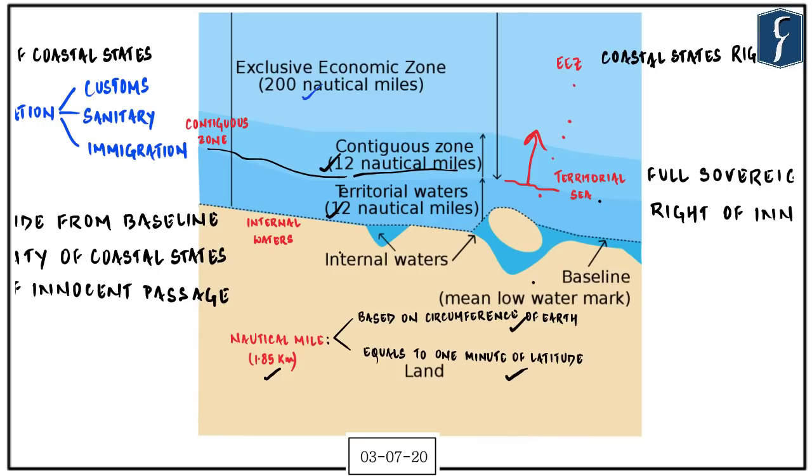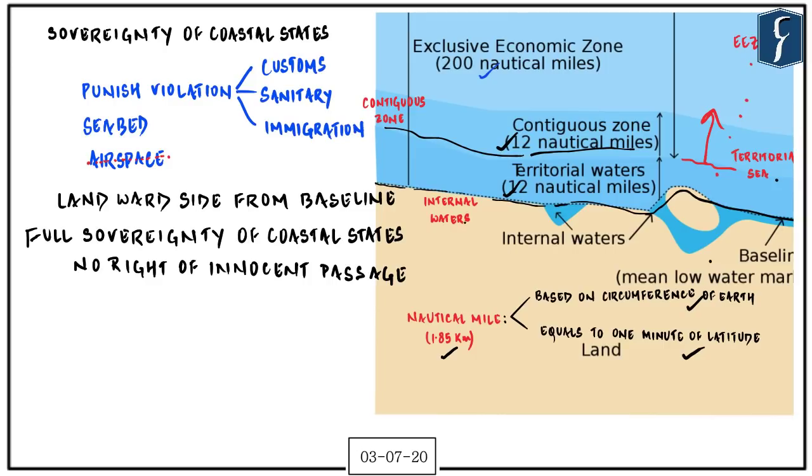So first and foremost, a baseline is drawn for each and every country, and it is the low water line along the coast as officially recognized by the coastal state. So in this example, you can see that this is the baseline. All the water bodies which lie towards the landward side of the baseline are waters over which the country commands full sovereignty, and there is no right of innocent passage to anyone.